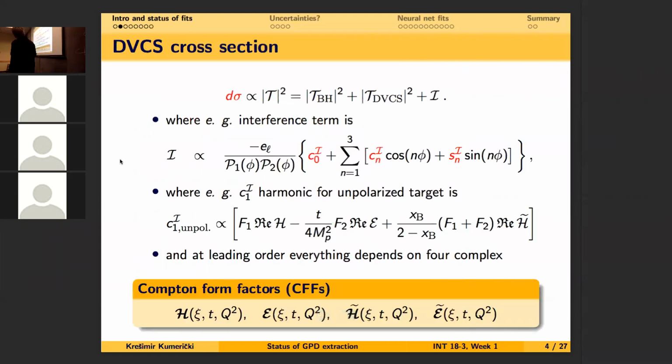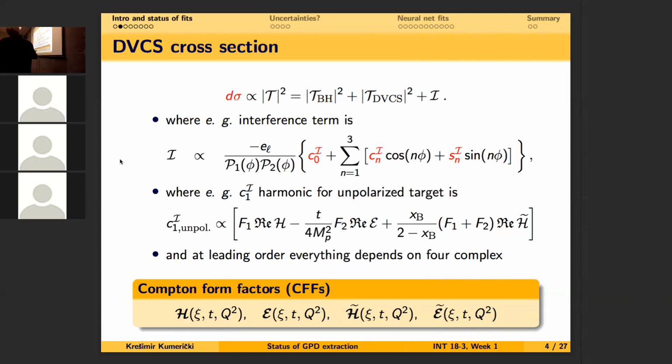To remind you, the cross-section, because of this interference, has three terms: Bethe-Heitler squared, DVCS squared, and the interference term. Each of these terms can be expanded in a short Fourier series in terms of the angle between the lepton plane and the photon-hadron plane, and the coefficients in this expansion are then expressed in terms of so-called Compton form factors and known elastic form factors.